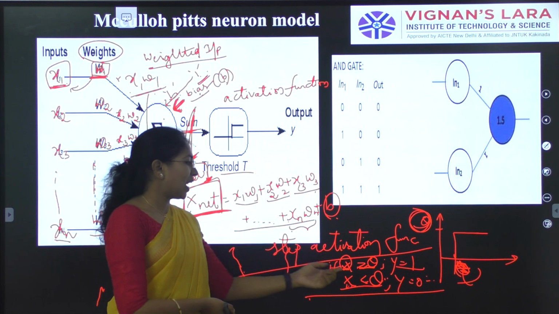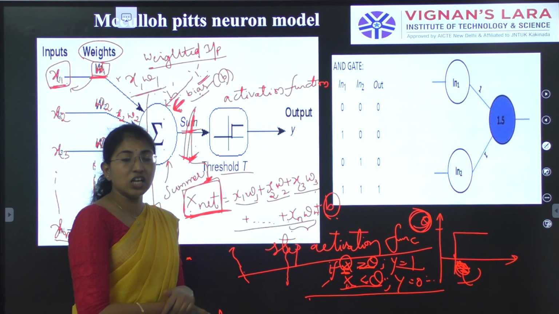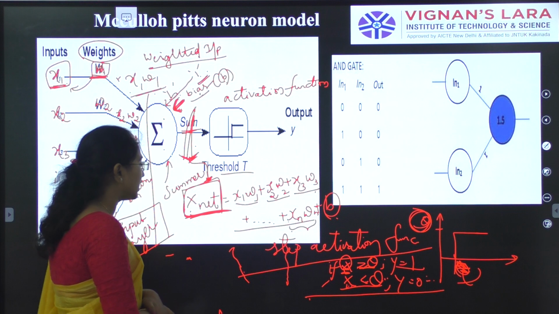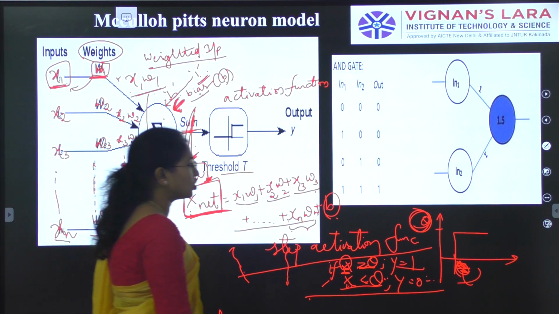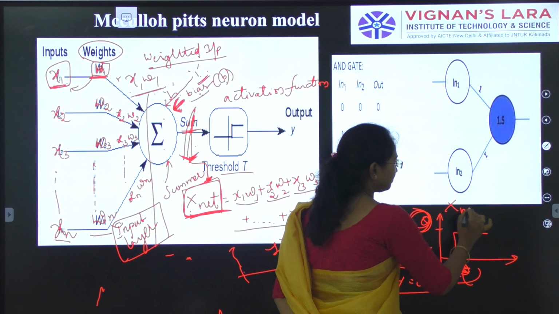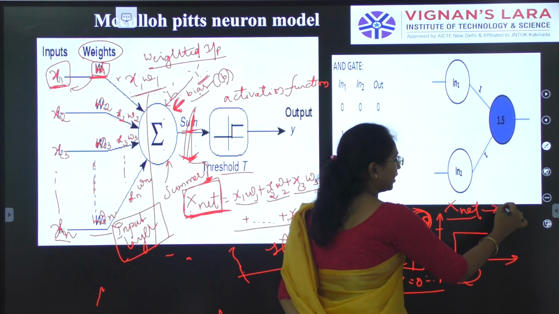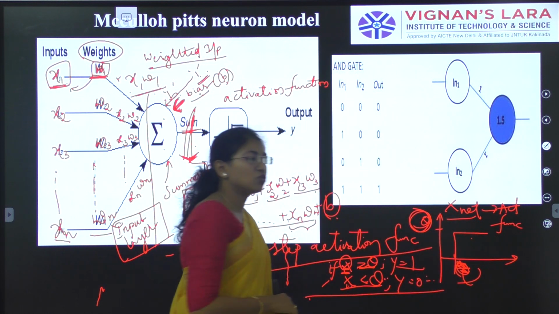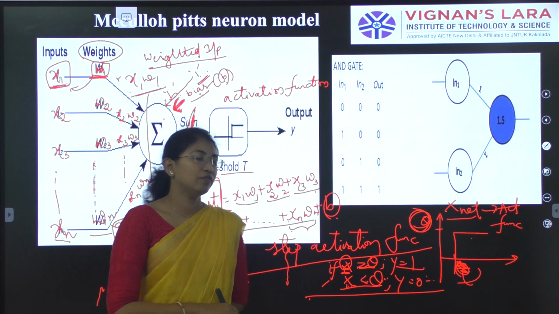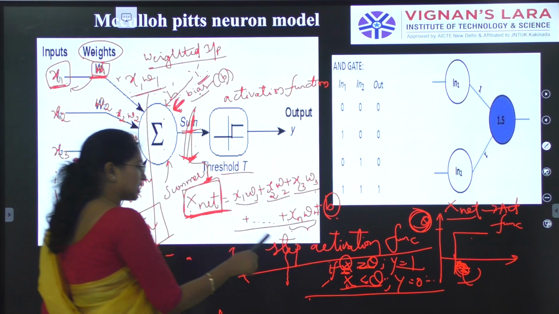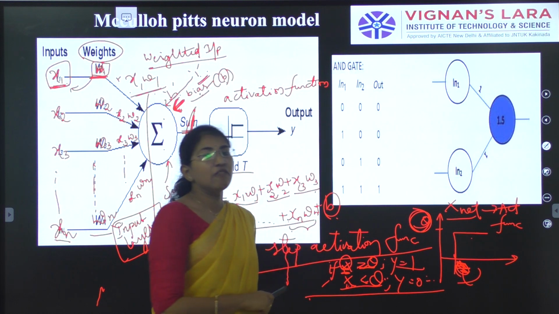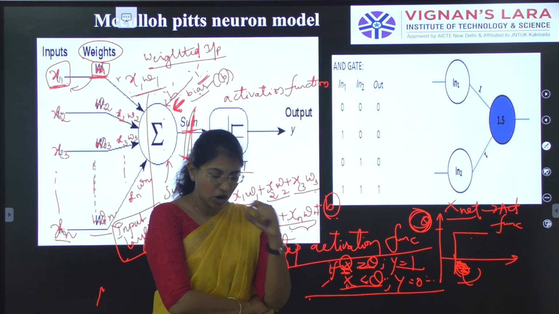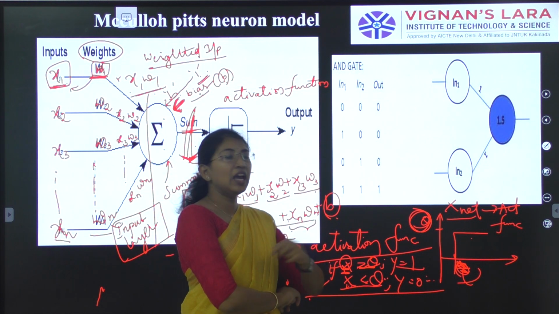Now what is X in this McCulloch-Pitts neuron model? What is the input we are sending to the activation function? The input that is being sent to this activation function is X net. So X net is fed to the activation function. Now this X net is going to be compared with a threshold value. Based upon your requirement, where you are using the McCulloch-Pitts neuron model, the activation value will be decided.